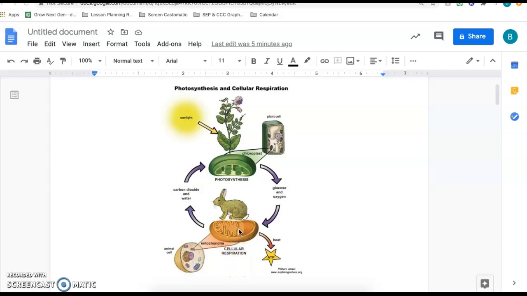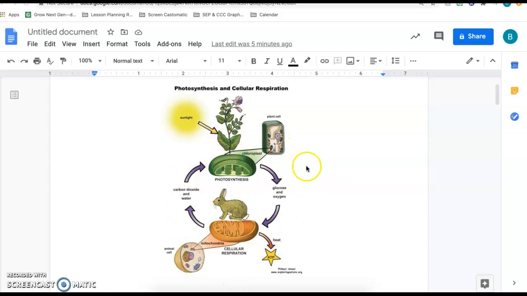So during cellular respiration, we are taking in glucose and oxygen, and then producing energy, which we called ATP, which we learned about last week, and also carbon dioxide and water, which the bunny will breathe out and then will expel water as well, okay? And the cycle kind of continues.